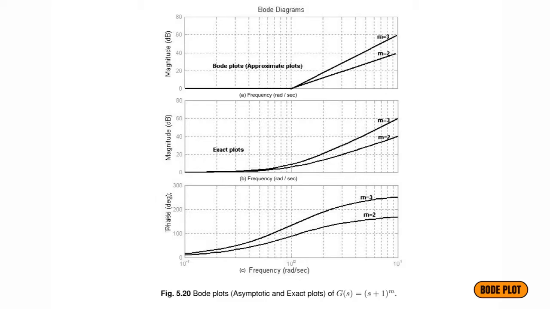Phase varies from 0 to 90 for m equal to 1. For m equal to 2, it varies from 0 to 180. Yes, here it is correct. 0 to 180 means m equal to 2. 0 to 270, yes, it goes to 270. M equal to 3 means it varies from 0 to 270. Here, m equal to 3 means 60 dB per decade, but with positive slope. Positive slope if it is in the numerator.